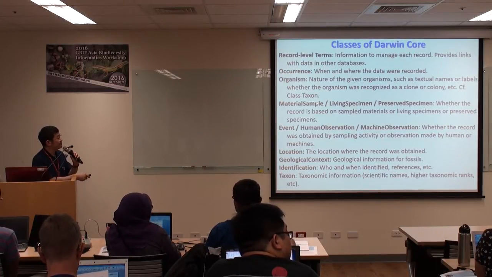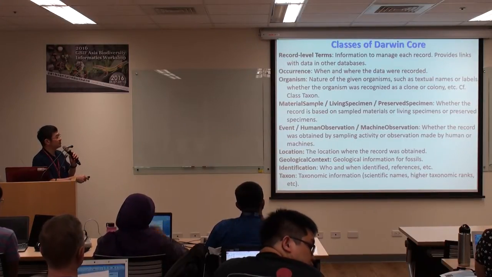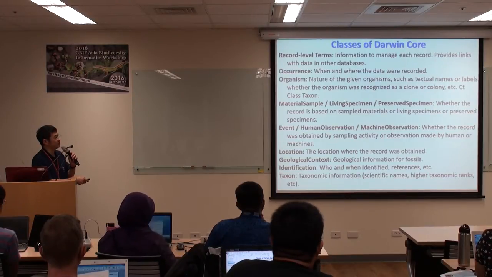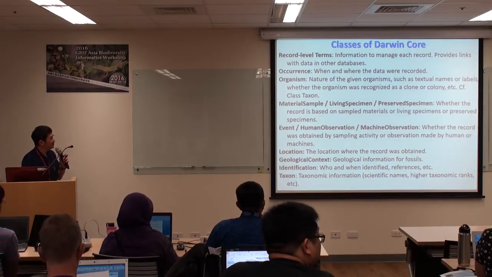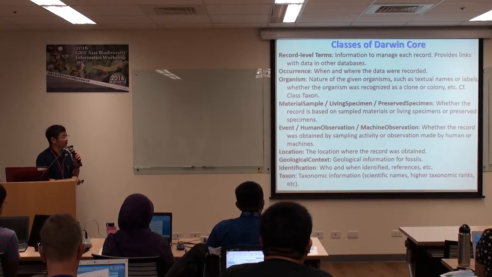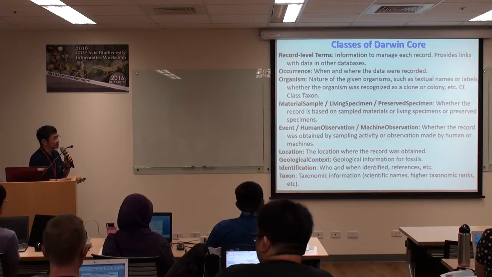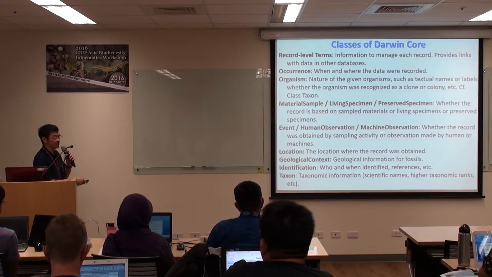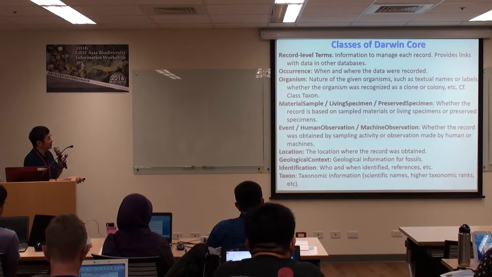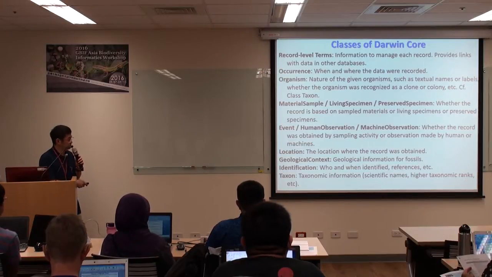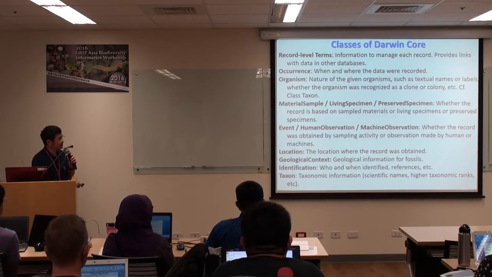You can choose only one of these, because if you choose one, it conflicts with the others. It's not possible that a living specimen is also a preserved specimen, right? So you have to choose one of these. And then there's event, human observation, or machine observation. This is about how the record was obtained. And this is location, the location where the record was observed.